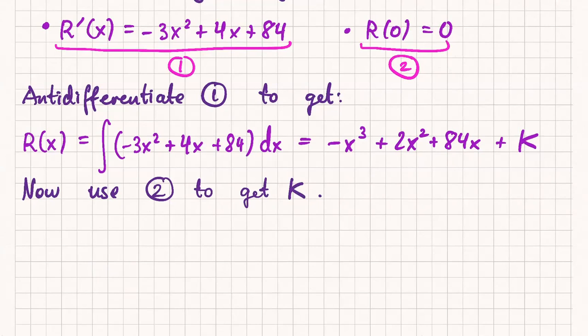All right, so according to this, what do we do? We plug in 0 into my revenue function.